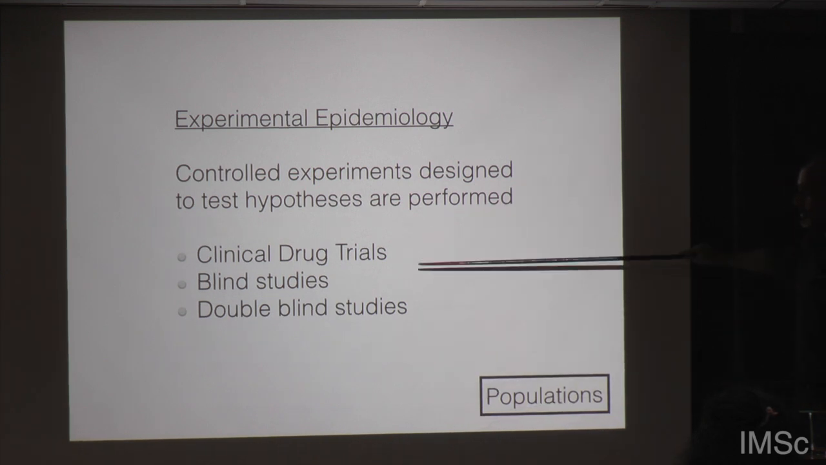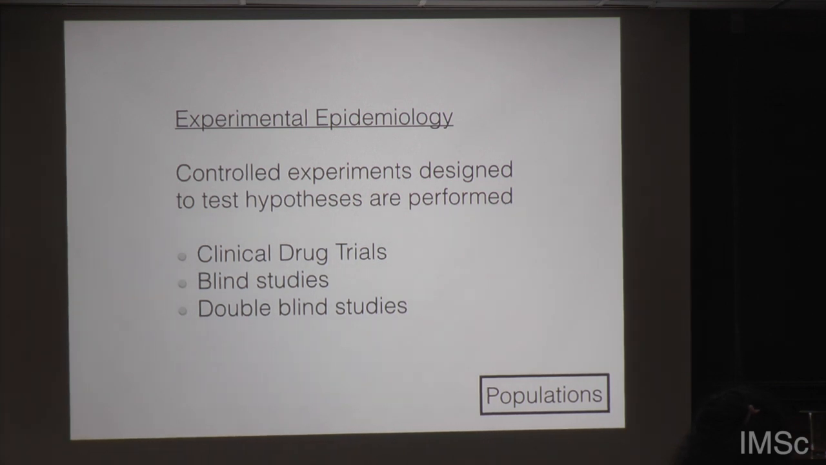For example, a clinical drug trial is an example of experimental epidemiology. Blind studies, double-blind studies. So blind studies and double-blind studies refer to the fact that even the person administering the drug doesn't know whether that's a working drug or just a sugar pill, just a fake. Because otherwise the person might be tempted to give the drug to people they know are more seriously ill and to not give it to people who are less seriously ill, thereby biasing the effects of the drug.